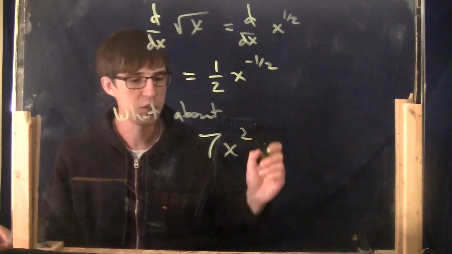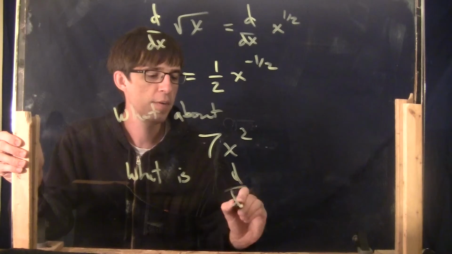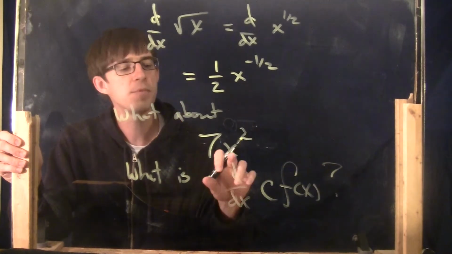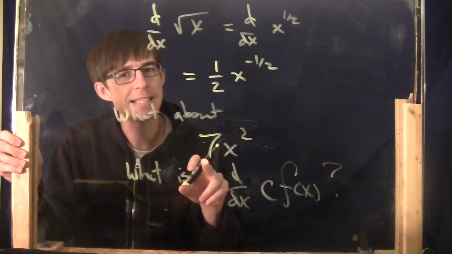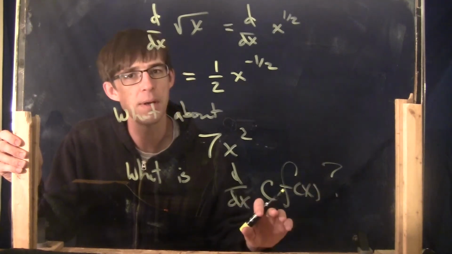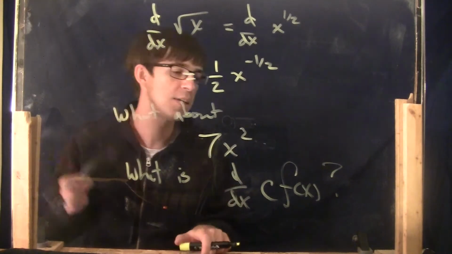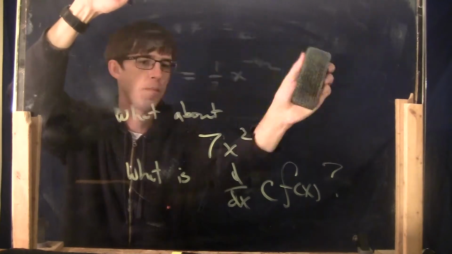Let's talk about this in general. I would like to know, what is the derivative of some constant times f of x, right? What I'm talking about here is the x squared we already know how to handle. What effect does that 7 have? In general, the question is, if you just multiply something by some constant, what effect does that have on the derivative? It turns out it has a very simple effect, which can be very helpful. Let's talk about this.